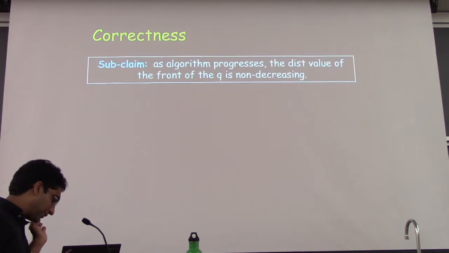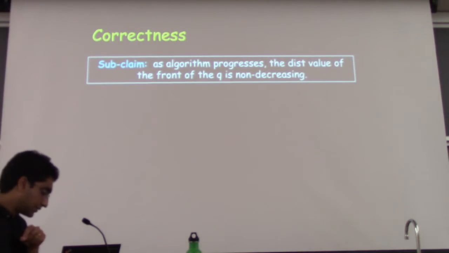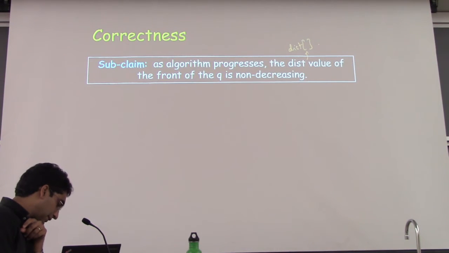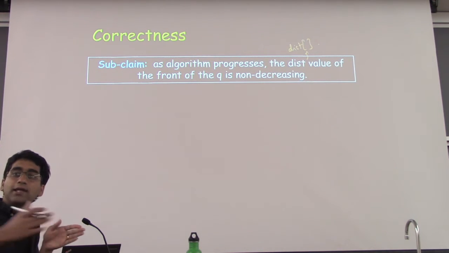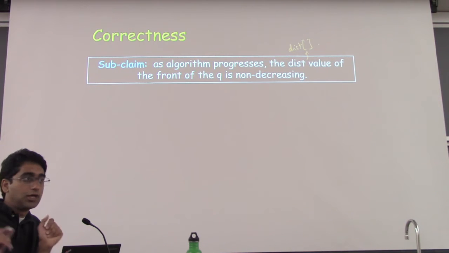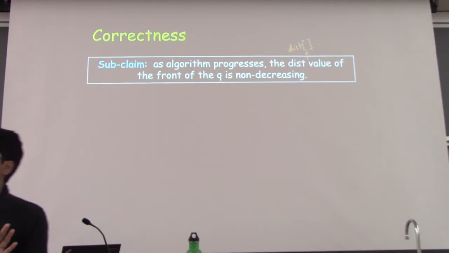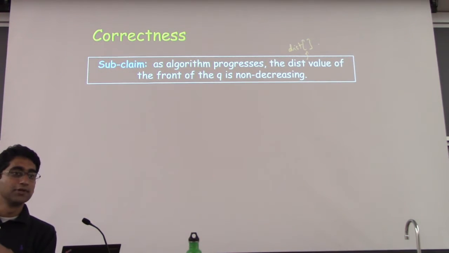And more formally, what we will say is, as the algorithm progresses, the distance value, so this is the distance in the array, of the element in the front of the queue, is non-decreasing. So it only increases. So this claim has to be very easy. Does anybody see the proof?